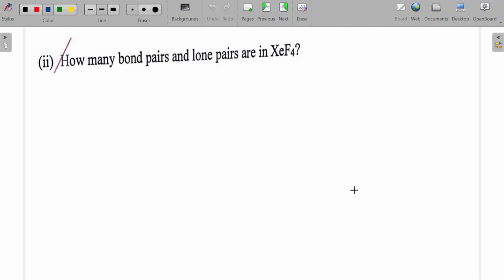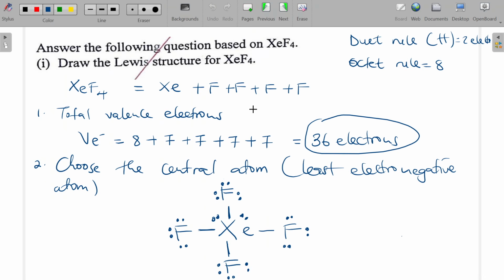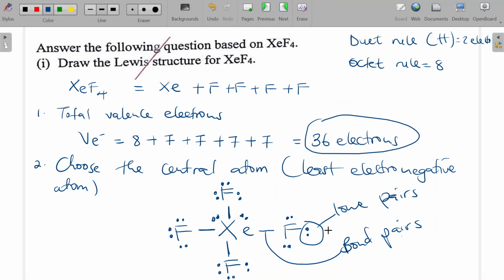Now, the next question is part of the same question. It is just telling us to say how many bond pairs and lone pairs are in XeF4. Okay, so what do we have? Now you just start calculating them. The bonding pairs, you have 1, 2, 3, 4. The ones who are bonding are the bonding pairs, and these ones are the lone pairs. That is what you need to note.